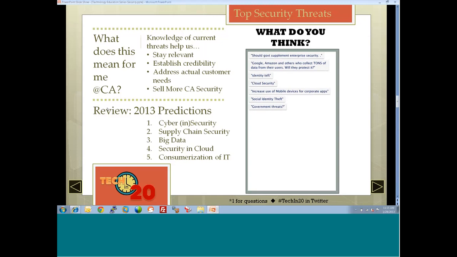Supply chain security is based on, if you look at the old maxim in security, you're only as strong as the weakest link in the chain.